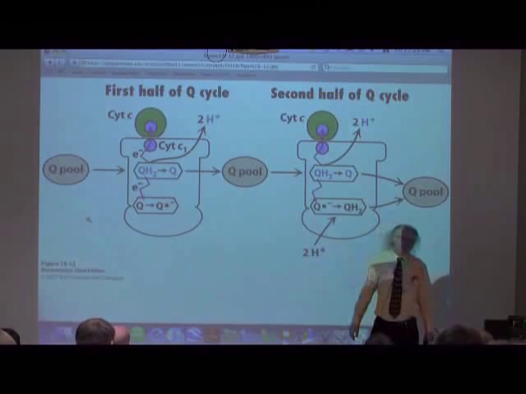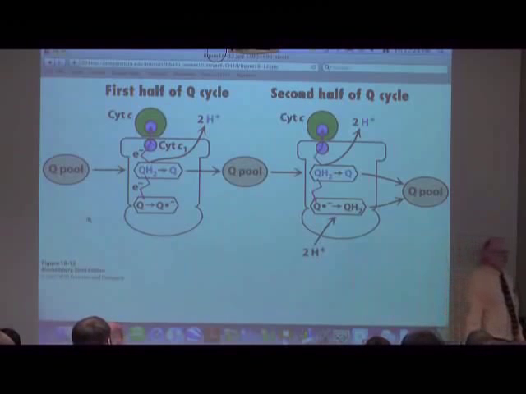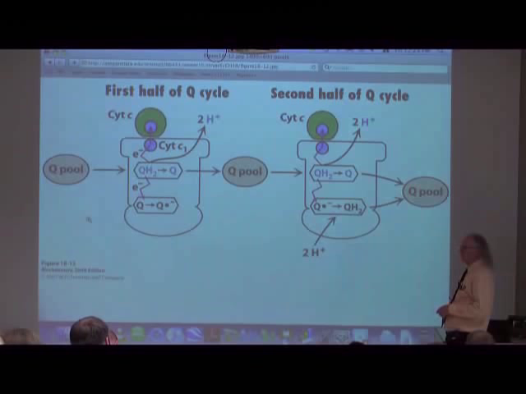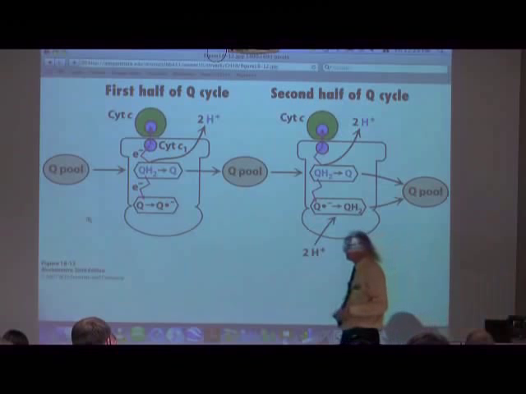So what's happened overall? We've had two coenzyme Qs come in. We've made a total of two cytochrome Cs. We've made one coenzyme Q. So we've only done one net coenzyme Q. Two came in, one goes out. Okay? And we've moved four protons into the matrix. The protons came from coenzyme Q.